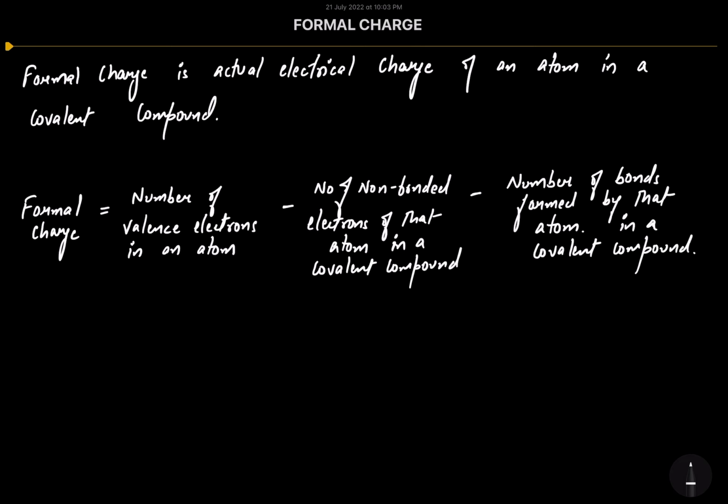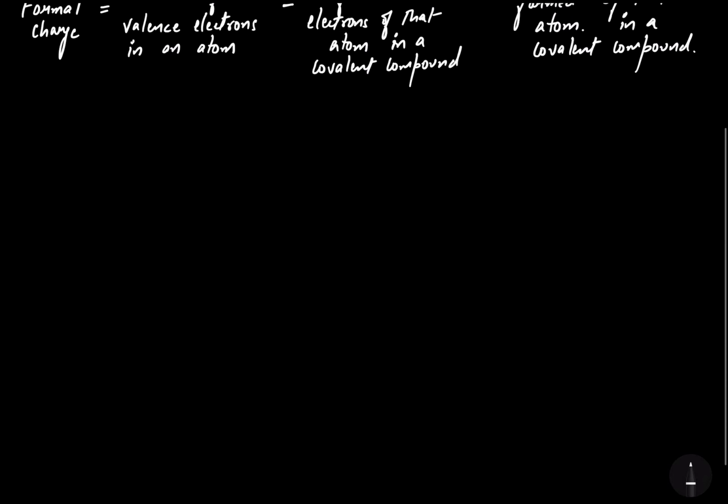Now, let me take an example. Firstly, I am taking an example of alcohol, CH3OH. Let's make its Lewis structure first. Carbon has 4 valence electrons: 1, 2, 3, 4. Oxygen has 6 valence electrons: first, second, third, fourth, fifth, sixth.